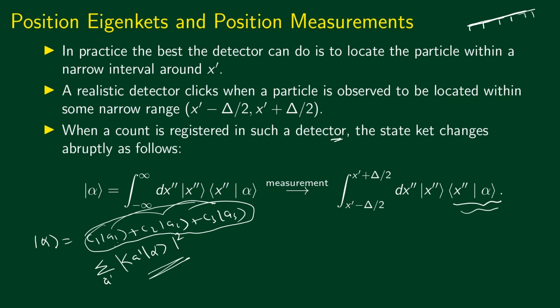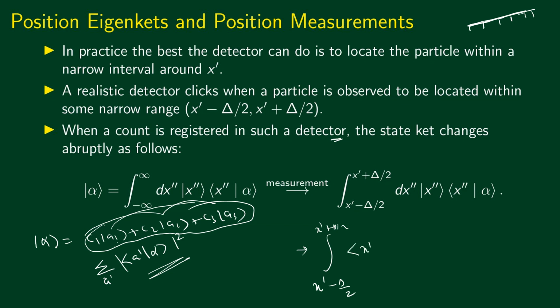So here we are adding up all the probabilities. Correspondingly, we have to make an integration here. Right? So we have to integrate over all this region, x prime minus delta by 2 up to x prime plus delta by 2. Okay, and we know how to calculate these probabilities.